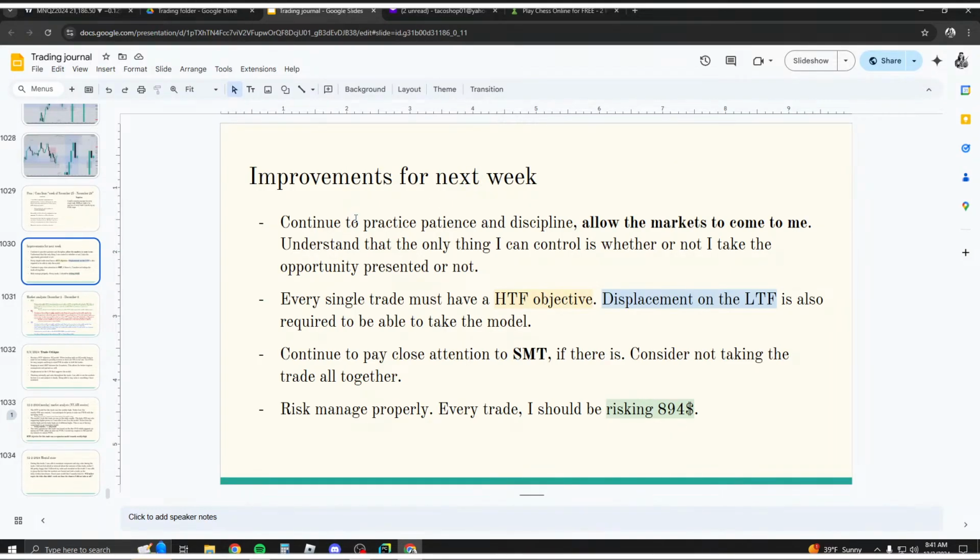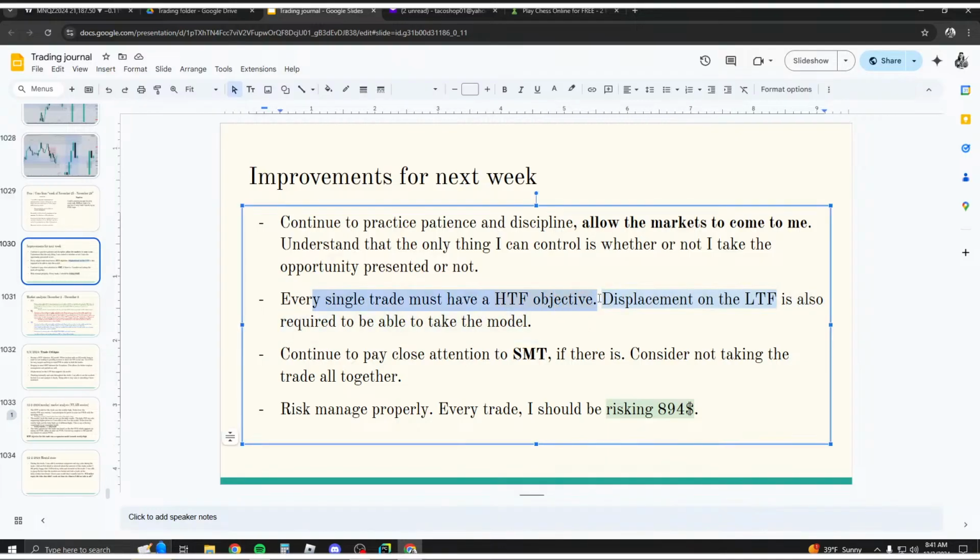Continuing to practice patience and discipline, right? Requiring that higher time frame objective. Requiring displacement on the lower time frames. Like I said, every single trade here must have a higher time frame objective. Displacement on the lower time frames is also required to be able to take the model. Continue to pay close attention to SMT.